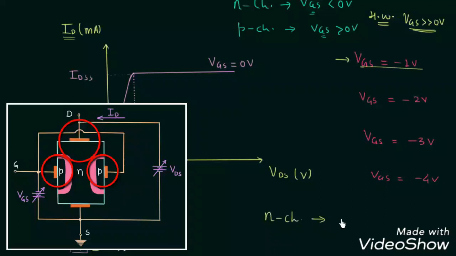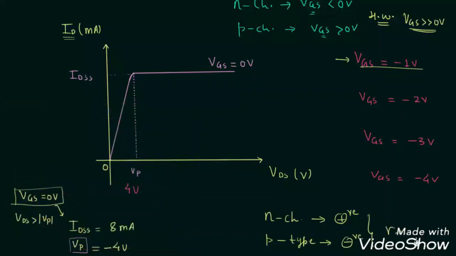N-channel is connected to the positive potential and p-type material is connected to the negative potential. This is the case of reverse biasing. The PN junction is reverse biased in this case. Now if you make VGS more and more negative, this means you are applying more negative potential to the p-type material, and this will increase the reverse biasing.